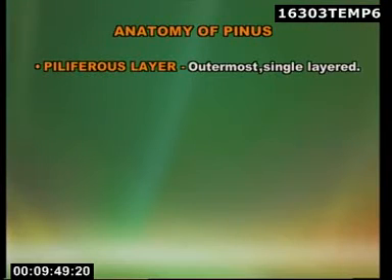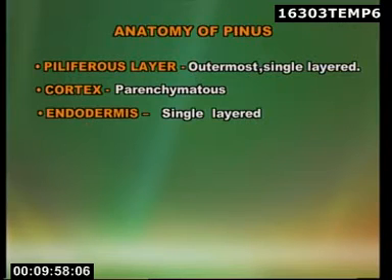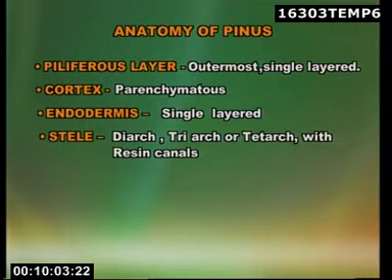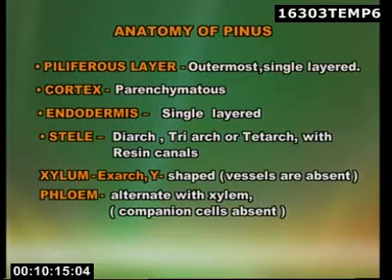Now we come to the anatomical part. Anatomy, that means internal structure. So we'll first learn about the internal structure of root. The outermost layer of the Pinus root is called piliferous layer, which is single layered. Then comes the cortex, which is parenchymatous. After cortex, there is endodermis, single layered, and multi-layered pericycle. The stele or the vascular system, the stele is diarch, triarch or tetrarch. That is, xylem is exarch with resin canals. Phloem alternates with xylem.